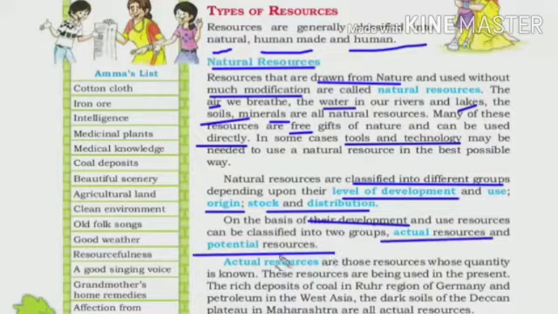By the name you can figure out, actual resources means how much we have, how much of it is available, and potential means how much it can create, or what is the maximum it can produce. Actual resources are resources whose quantity is known. Some examples are coal, petroleum, dark soil. These are something that we know and we can figure out.